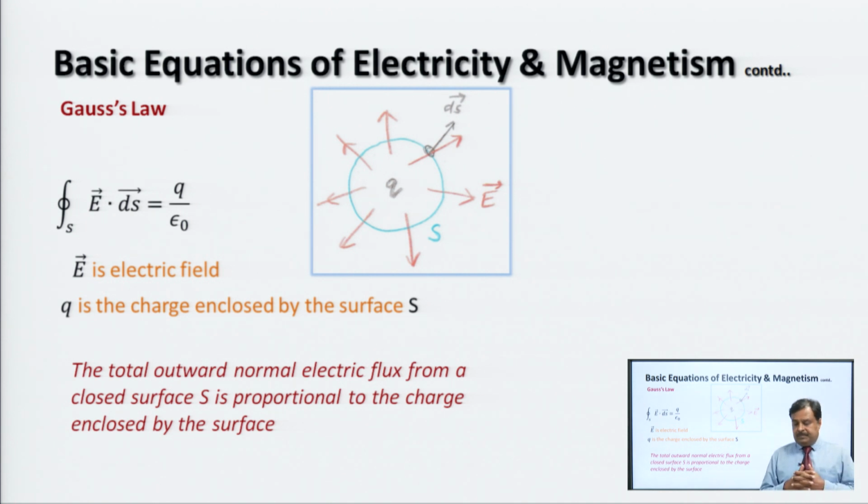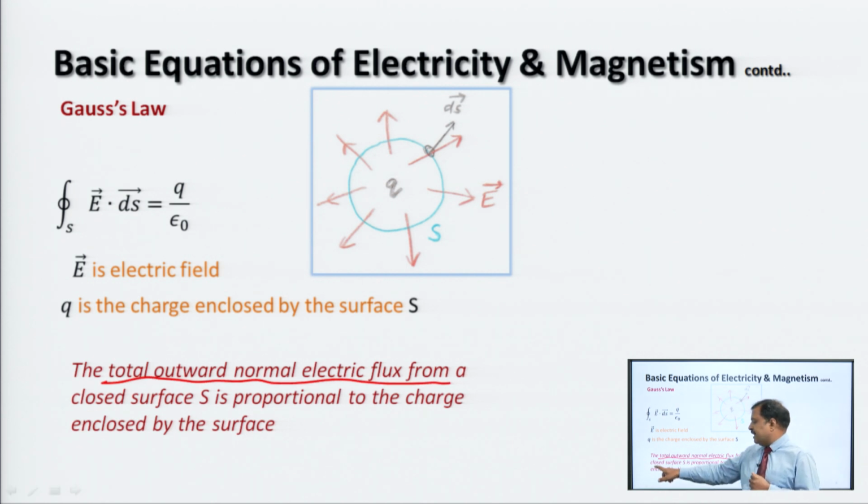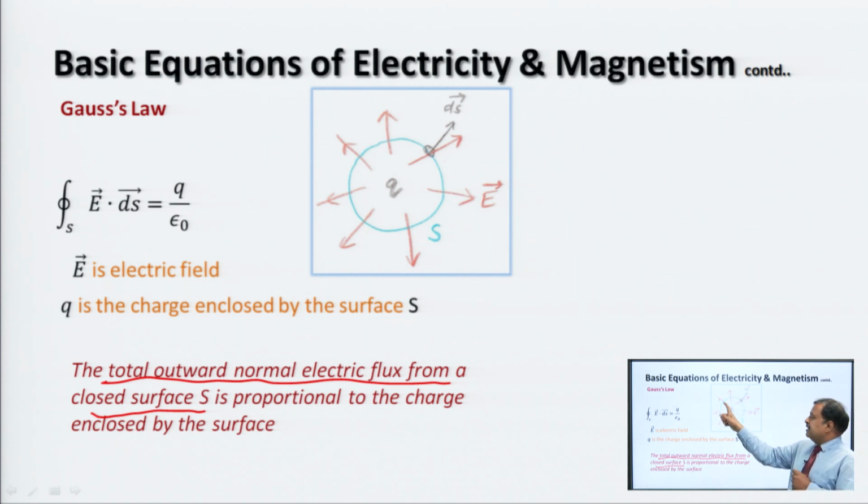Now, Gauss's law. Gauss's law says the total outward normal electric flux from a closed surface S is proportional to the charge enclosed by the surface. Consider this surface S. This surface is a closed surface. A closed surface is a 3-dimensional idea. A closed surface encloses a volume.